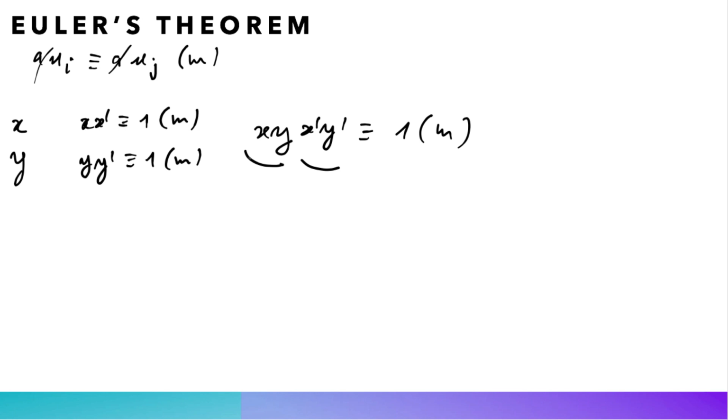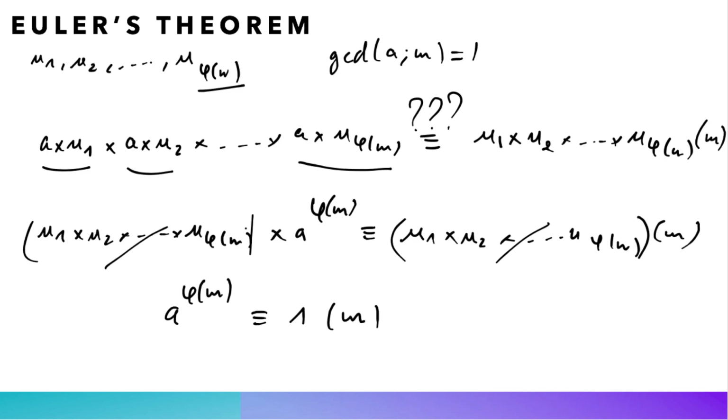So the product of two invertibles modulo m is an invertible element, and this leads us to our conclusion that this product here is a rearrangement of all the invertible elements, thus this one here is congruent to the product of the invertible elements u1 until u phi of m. Bingo. So this gives us Euler's theorem, which is a generalization of Fermat's little theorem.